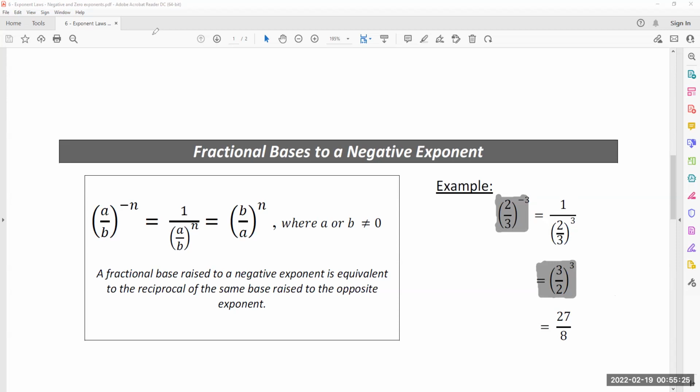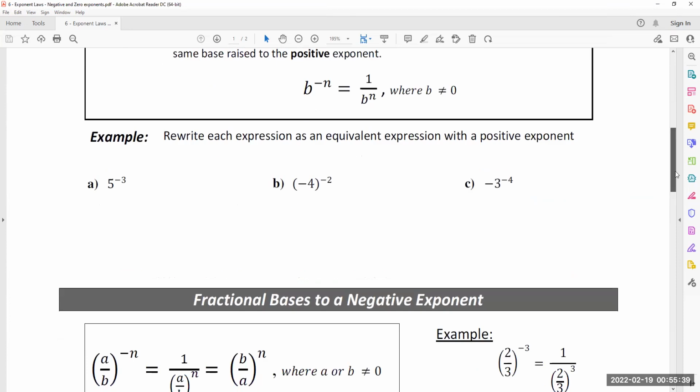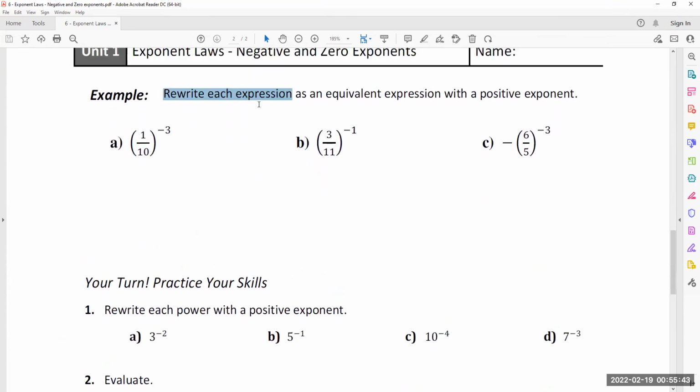It is your responsibility to be able to distinguish 0 and negative exponents and answer them accordingly. The question will typically say, never leave in negative exponents. It will always want a positive exponent. So looking down, here's some examples. Rewrite each expression as an equivalent expression with a positive exponent, just like that. I'll do some very quickly.